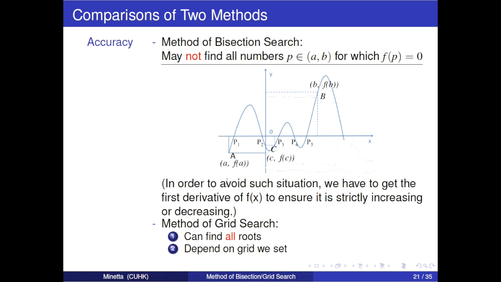In order to avoid such a situation, we have to take the first derivative of f(x) to ensure that f(x) is strictly increasing or strictly decreasing. For the method of grid search, it can find all roots since we have used all the domain. But the value we get depends on the grid we set. The smaller the grid, the more accurate the value.